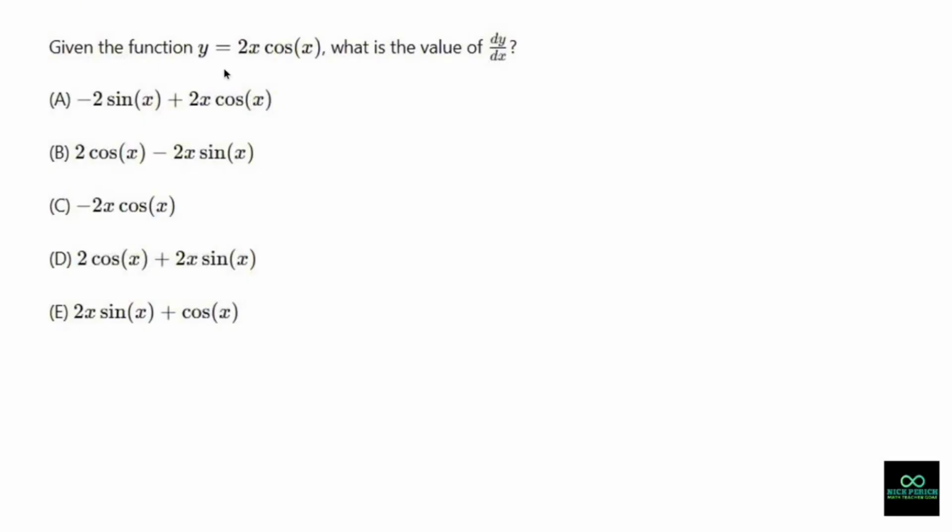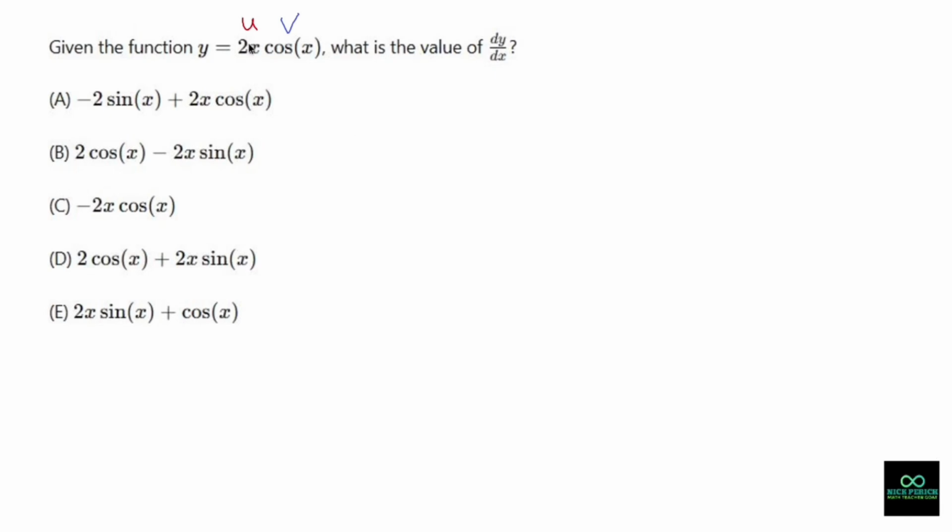Given the function y equals 2x times cosine x, what is the value of dy dx? This is asking you to find the derivative of this with respect to x. What we have is two expressions multiplied together. So I'll call the first one, which is 2x, u, and I'll call the second one v.